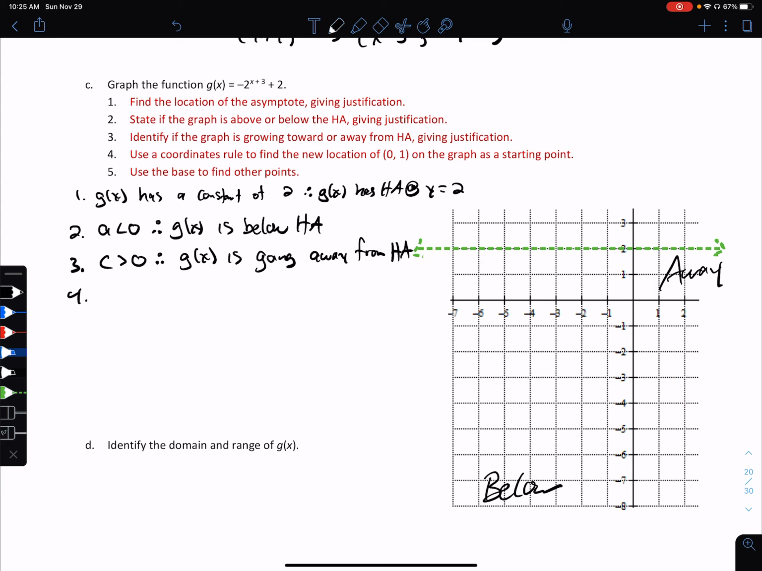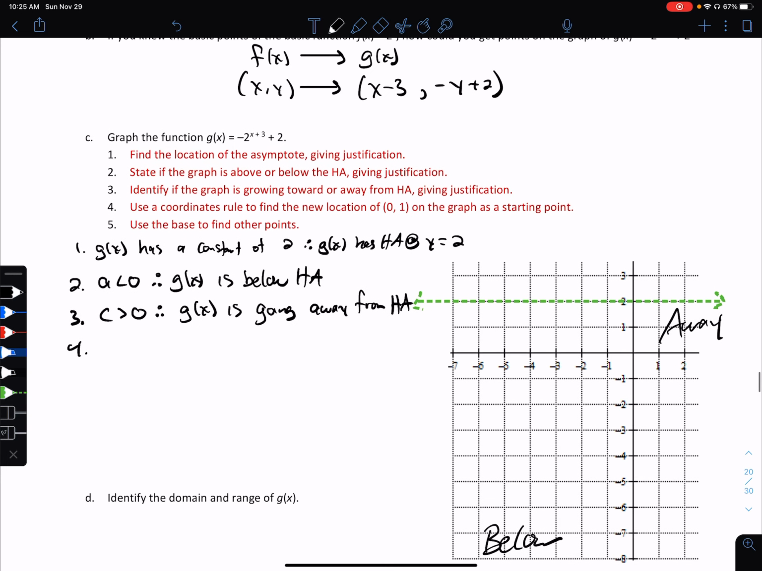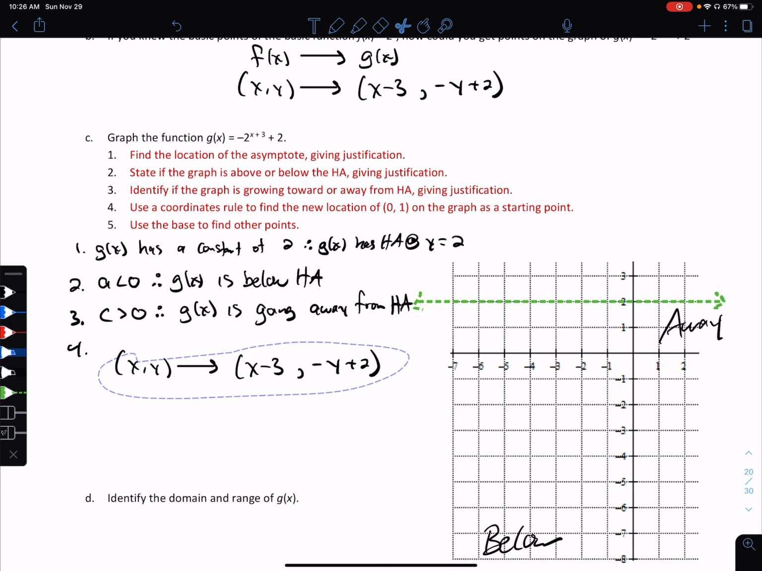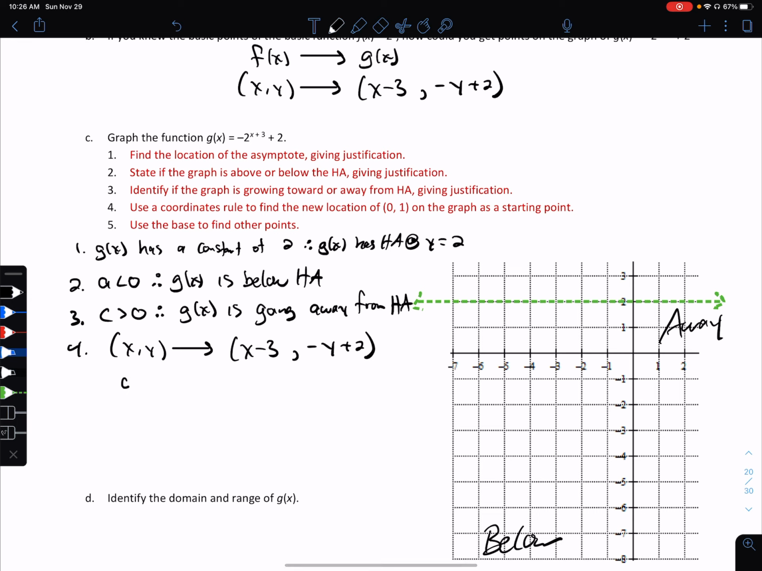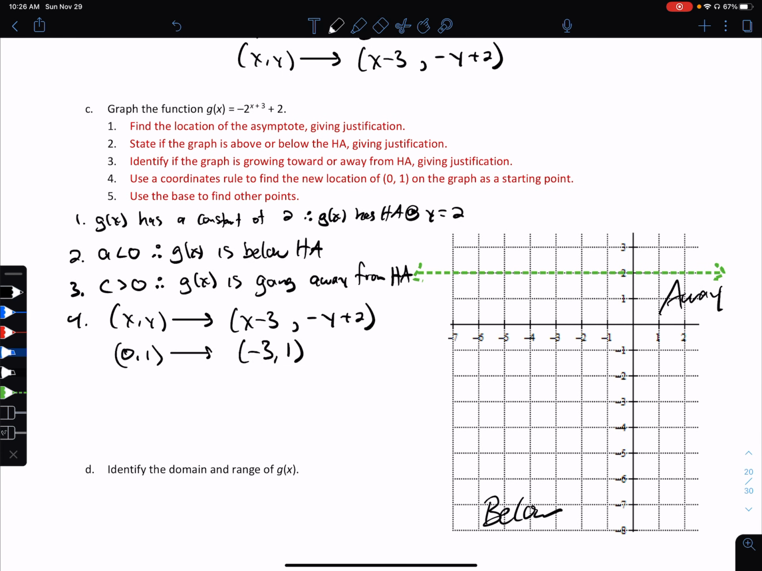4, use the coordinate rule to find the new location of 0, 1. Well, my coordinate rule is this right here. So if I take 0, 1, I'm supposed to subtract 3 from 0. So it's going to be negative 3. Supposed to change the sign of 1, negative 1, and then add 2 to it. I'm going to get positive 1. Put that point on my graph. Negative 3, positive 1 is right here.